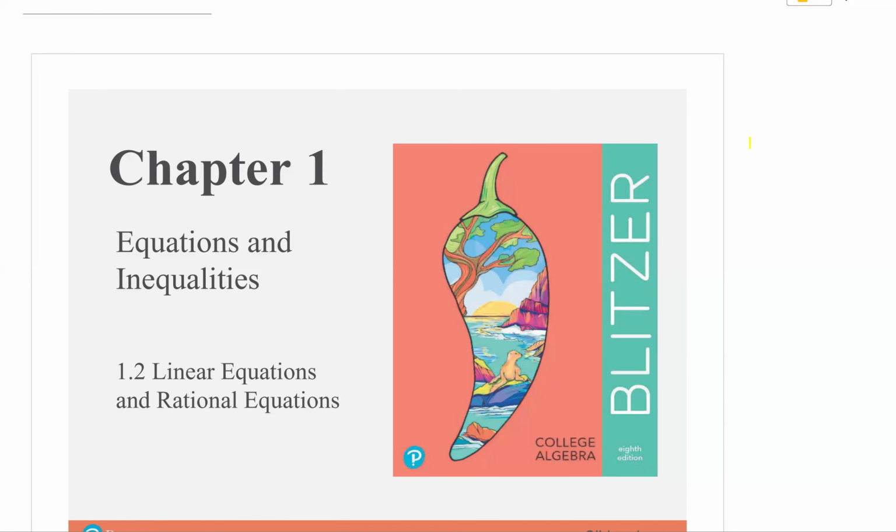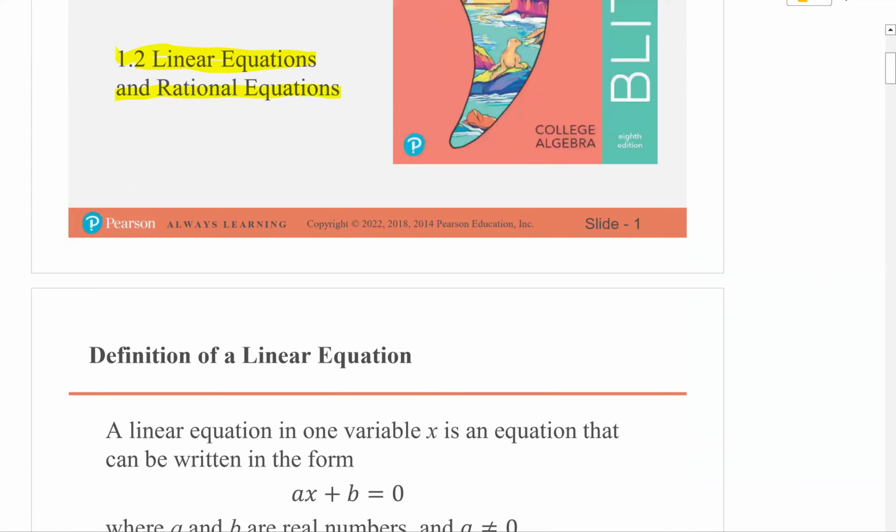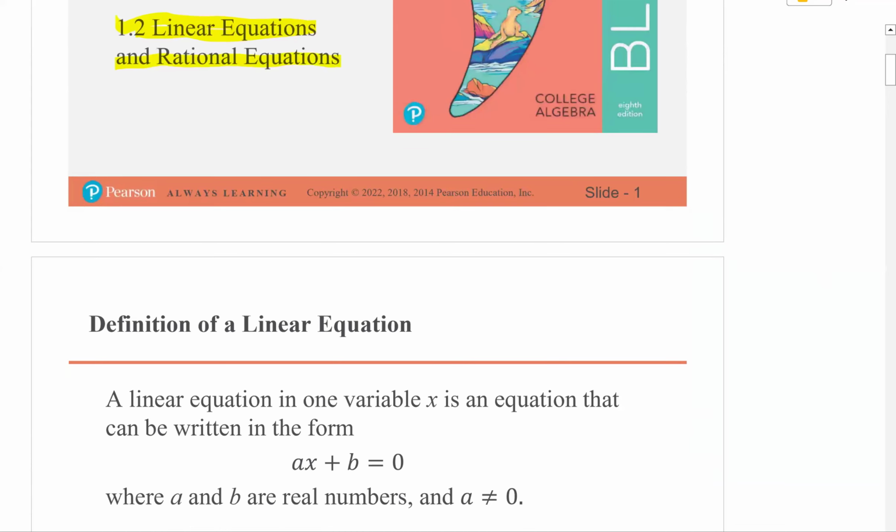We're back. Chapter 1, Section 1.2. Now we're going to talk about linear equations and rational equations. So I promised we'd come back to graphs of lines, and here we are. It didn't take long. And also rational equations.